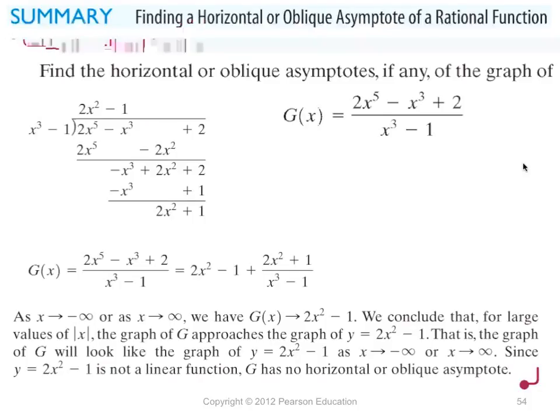And if the degree of the numerator is 2 or more greater than the degree of the denominator, then you're not going to have a horizontal nor an oblique asymptote, but you can divide to figure out what your graph will look like.